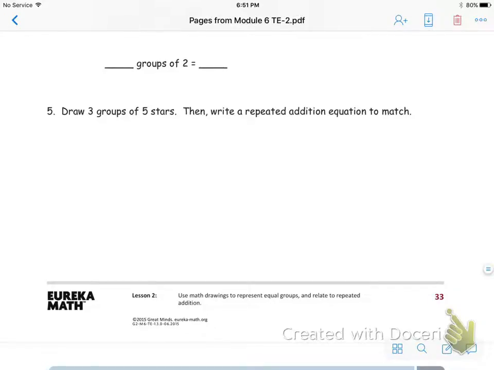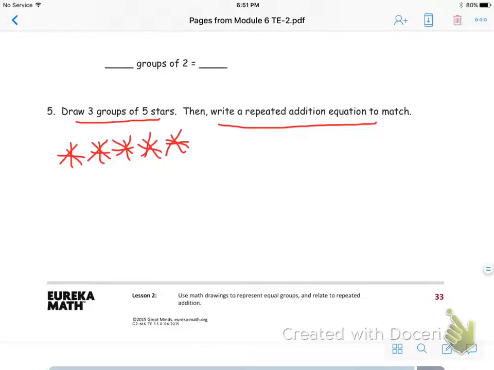Alright, so for this last one, it says to draw 3 groups of 5 stars, then write a repeated addition equation to match, okay? So you would simply draw 3 groups of 5 stars. So there's 1 star, 2, 3, 4, and 5. And then you would draw 2 more groups. So I'd recommend drawing 1 group here and 1 group here.